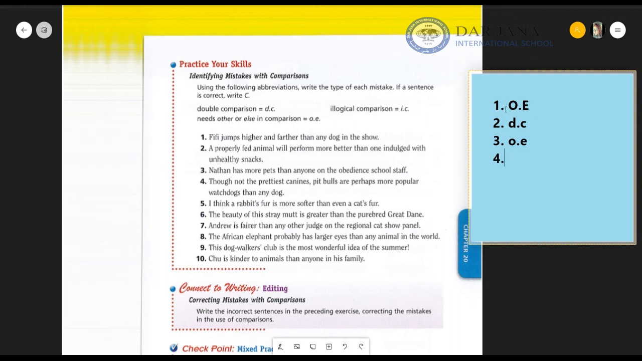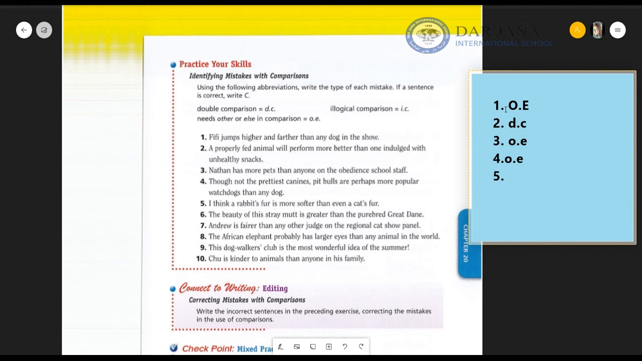Though not the prettiest canines, pit bulls are perhaps more popular watchdogs than any dog. Same thing here. Pit bulls are dogs. They cannot be more popular than themselves. So I'm going to be needing other or else. Number 5, I think a rabbit's fur is more softer than even a cat's fur.